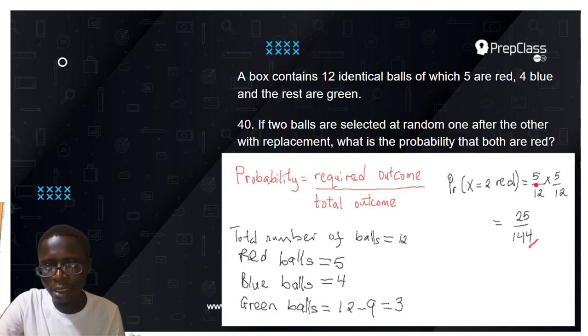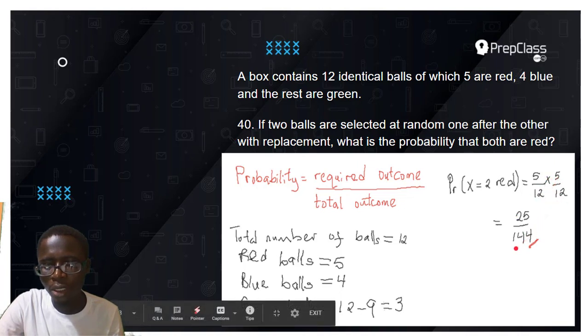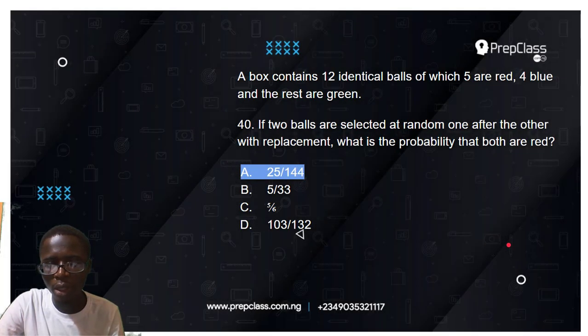So in the first instance, there are 5 balls, don't forget 5 red balls, so 5 all over total, which is 12. And by the time we would have returned that ball for a second pick, that will give us 5 all over 12 again. So that is why you now see the use of this multiplication. Remember your multiplication rule in probability, the AND rule. So we're still using this because for the first pick and for the second pick. So 5 times 5 is 25. 12 times 12 is 144. And this is option A.